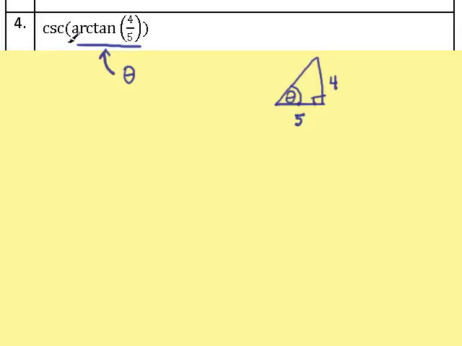Now we want the cosecant of this angle. Remember that cosecant x is 1 over sine x. Sine is opposite over hypotenuse, so cosecant is hypotenuse over opposite. So we need the hypotenuse here, so let's figure that out using the Pythagorean theorem. We have the square root of 5 squared plus 4 squared, that's equal to the square root of 25 plus 16.